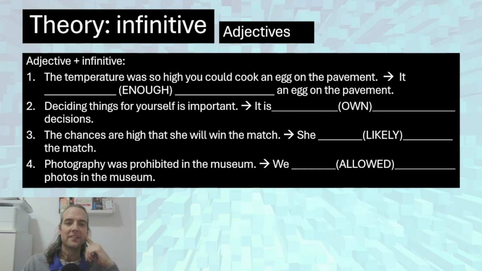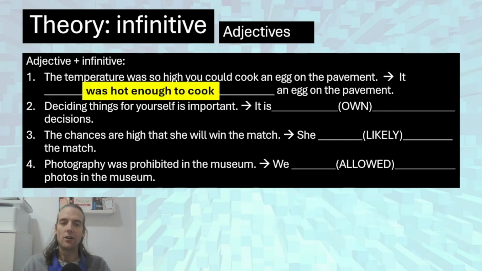Number 1, high temperature, it's hot. How hot is it? Hot enough to cook. Hot enough to cook. This is the infinitive because hot is an adjective and we're following the adjective. And obviously we use hot enough. Slightly irregular that we say hot enough rather than enough hot, but that's how we do it. And it was so high, past tense.